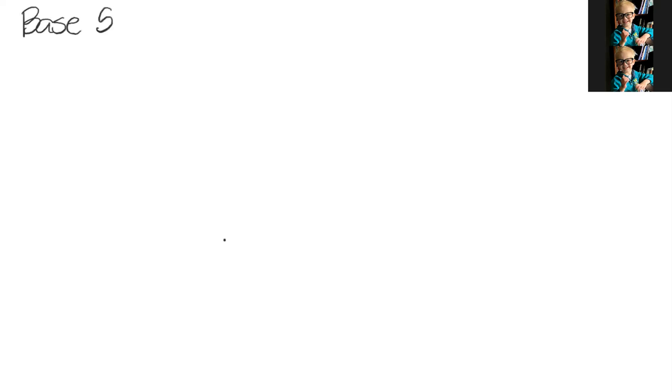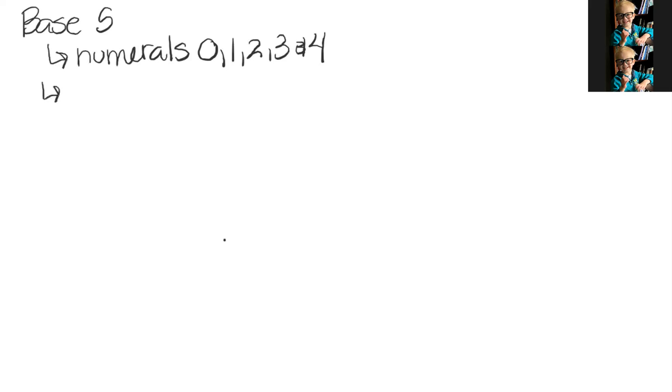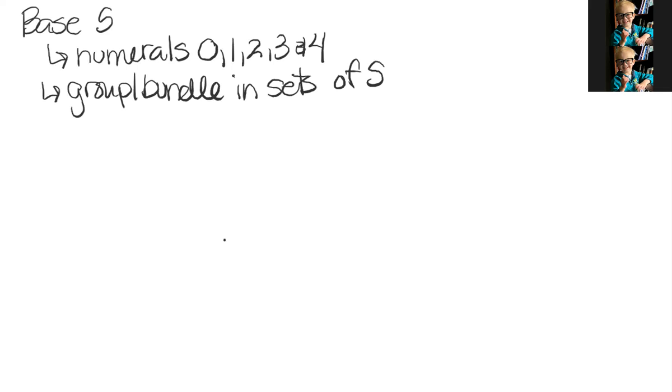And so when we think about base 5, what this means is that we have numerals 0, 1, 2, 3, and 4, right? As soon as we hit 5, we create a new group, right? And so that is our group or bundle in sets of 5.